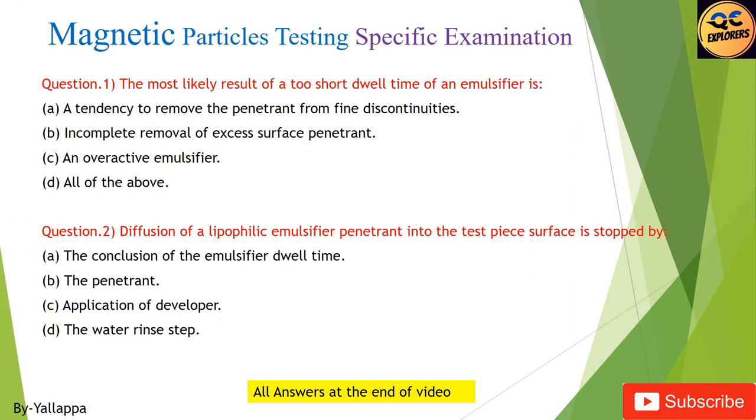Question 1. The most likely result of a too short dwell time of an emulsifier is a tendency to remove the penetrant from fine discontinuities; incomplete removal of excess surface penetrant; an overactive emulsifier; all of the above. Question 2. Diffusion of a lipophilic emulsifier into the penetrant on the test piece surface is stopped by the conclusion of the emulsifier dwell time; the penetrant; application of developer; the water rinse step.